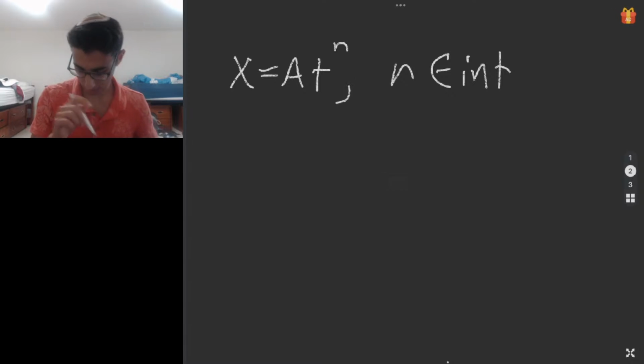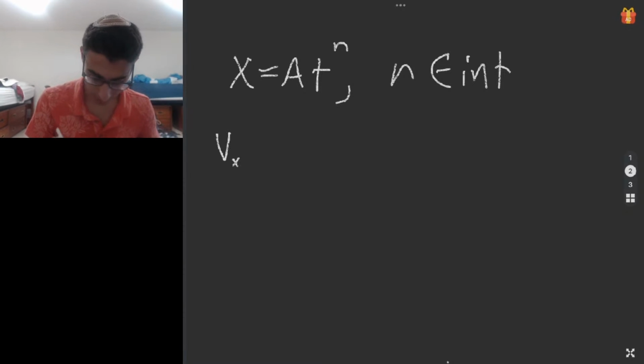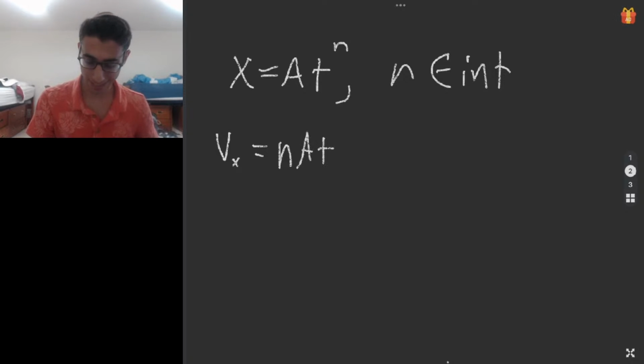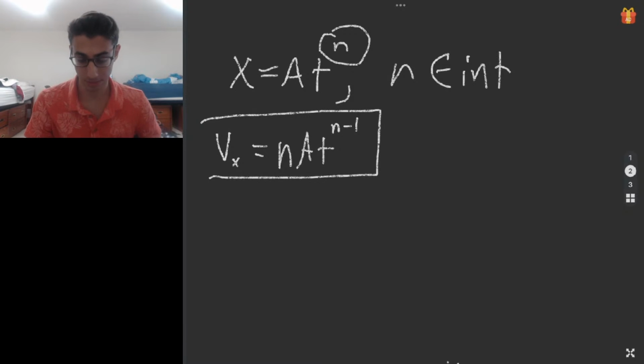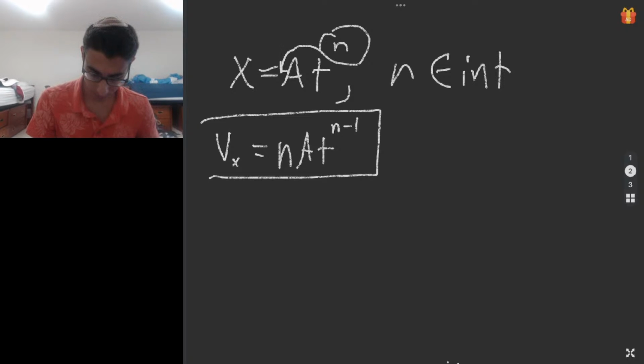for your x position. If you want to find out the velocity, so that would be something like vx, the velocity in the x direction, that would equal n a t to the power of n minus 1. Notice what we did was we took the exponent for t, our variable in this case. t is the only thing changing with respect to time. t is time. a is a constant. So we took our exponent in our variable and we brought it to the front, and then we decreased it by 1.